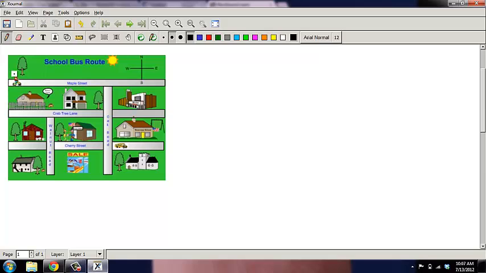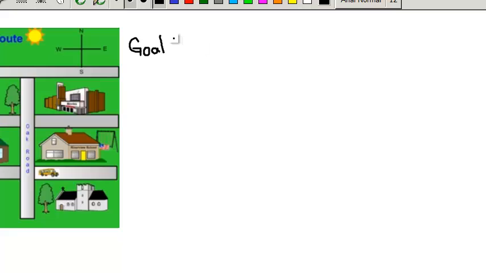Now right here, this is Bobby. Bobby lives in this house right here and goes to school here. And we have a goal for the day. Our goal, given some information, is to locate where Bobby is. So our goal is to locate Bobby.